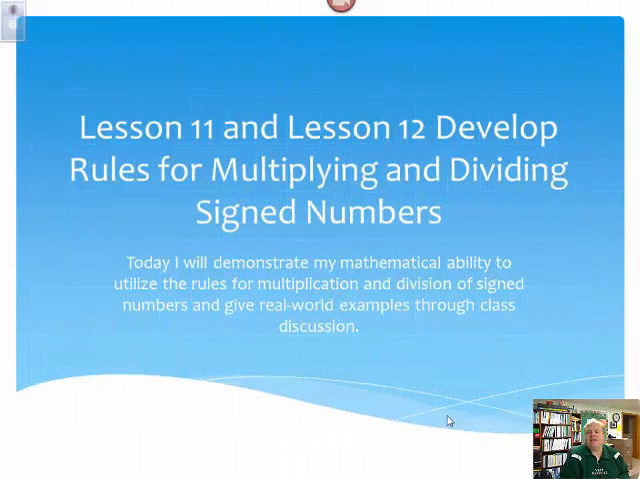Lesson 11 and Lesson 12 I'm combining because they're very, very similar to each other. They're talking about how we're going to develop rules for multiplying and dividing signed numbers. The objective today: I will demonstrate my mathematical ability to utilize the rules for multiplication and division of signed numbers and give real-world examples through class discussion. Let's go ahead and see how we're going to get started.